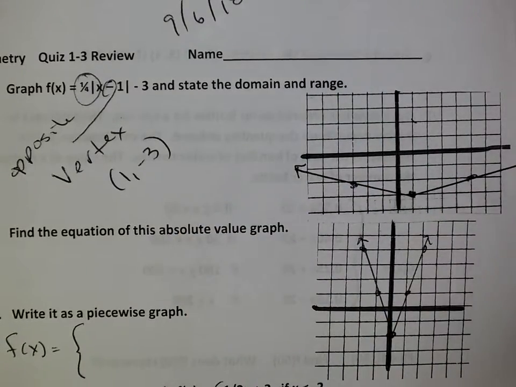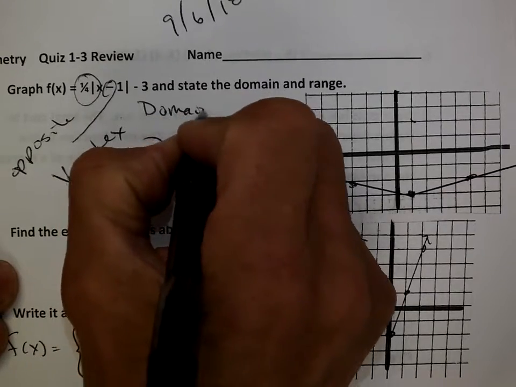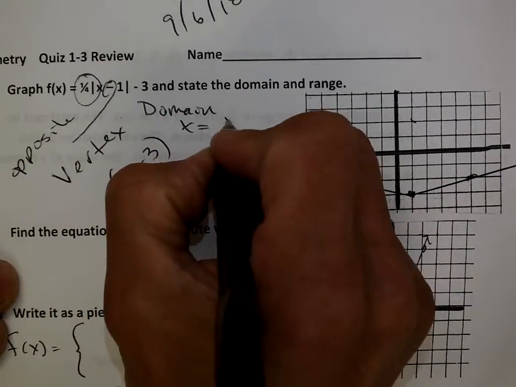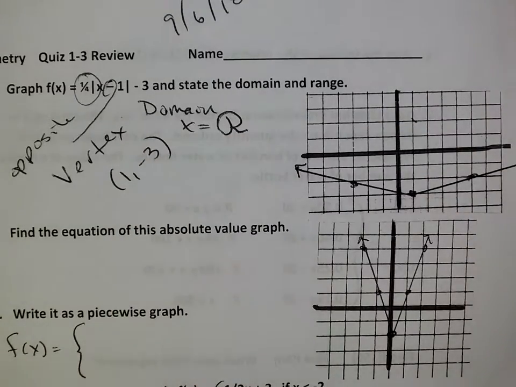So far, so good. Thumbs up. Domain. How wide is it? Well, it's forever wide, right? So we're going to say the domain x equals, and that's the symbol for all real numbers. You can write out all real numbers because every possible x value is on that graph. All x values are on that graph.